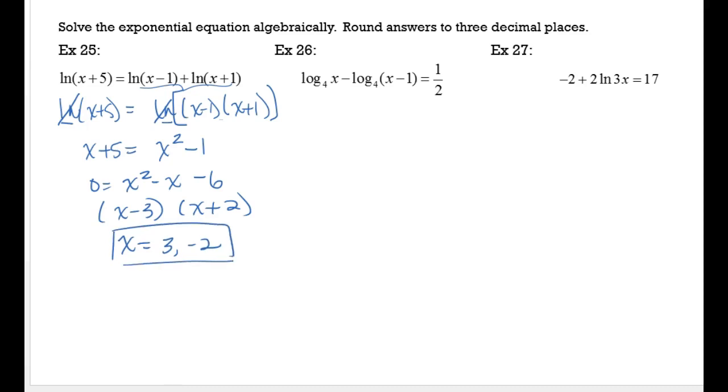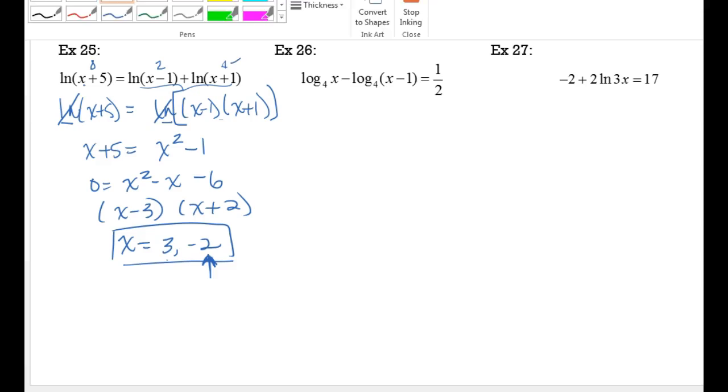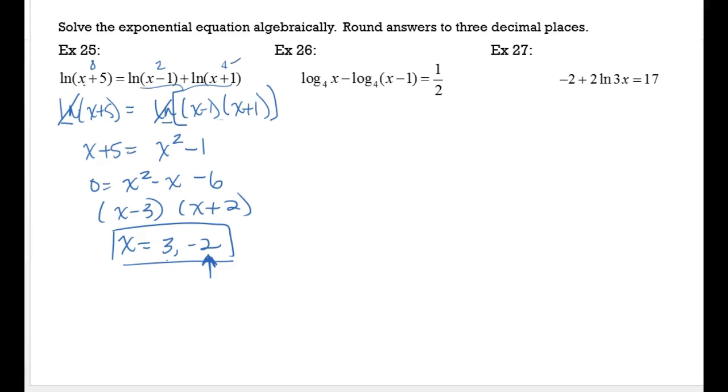Now, don't be too quick here. You need to check your answers and make sure it's valid. Can I use a negative 2 here? All right. So would a 3 work? Well, when I put it back in the equation, 3 plus 5 is 8. That works fine. 3 minus 1 is 2, so that's positive. That's good. 3 plus 1 is 4. So that works.